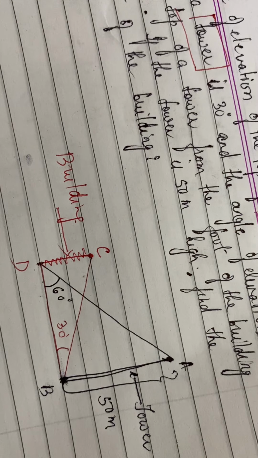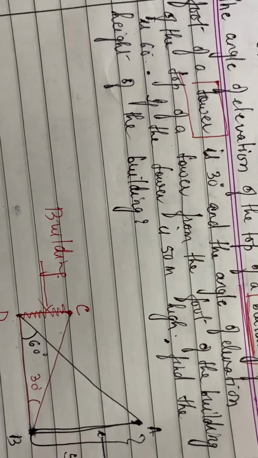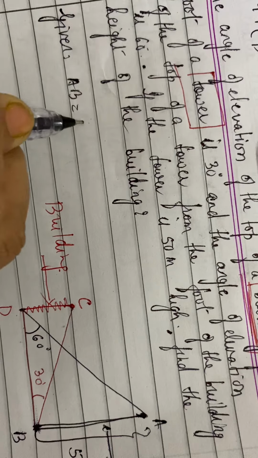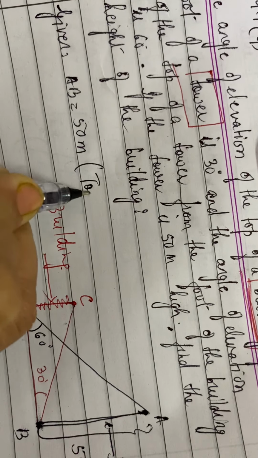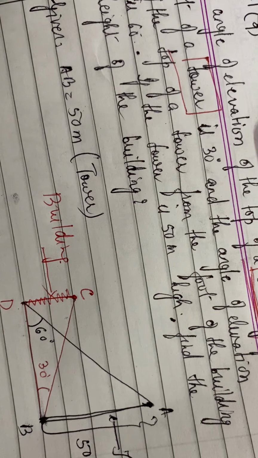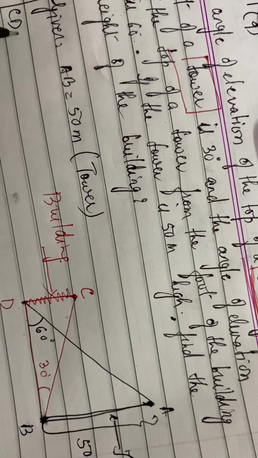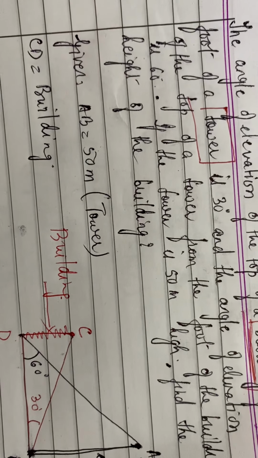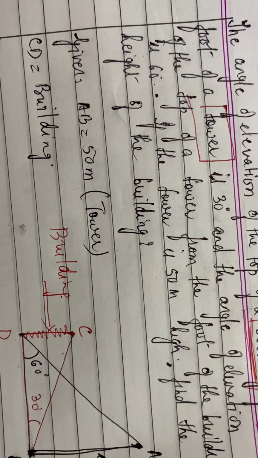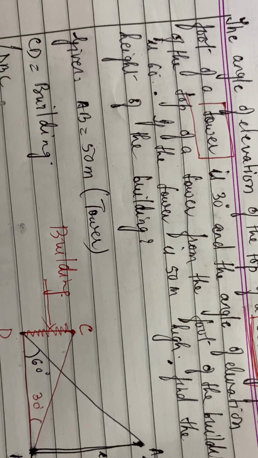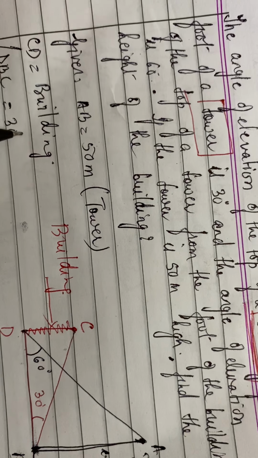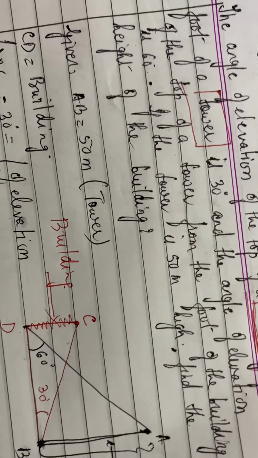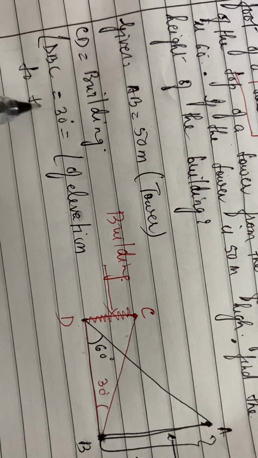So we write the given first. AB is equal to 50 meters, the tower. CD is equal to the building. Then angle DBC is 30 degrees, which is the angle of elevation to the top of the building.